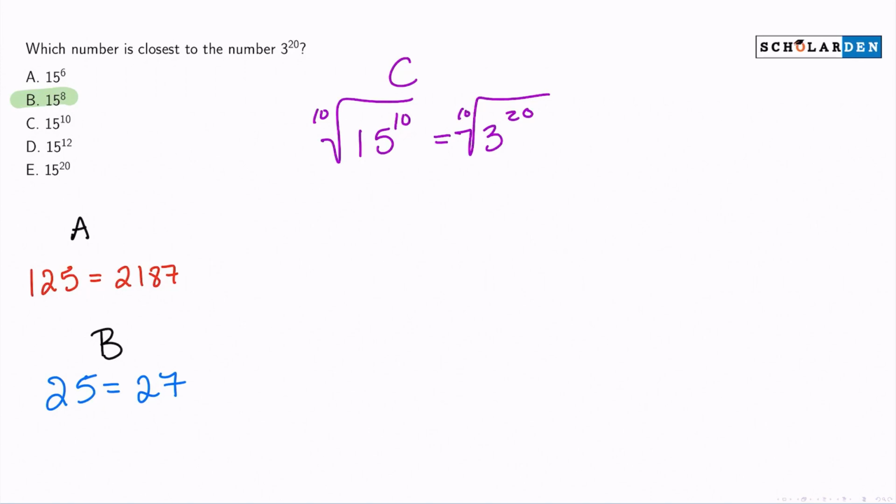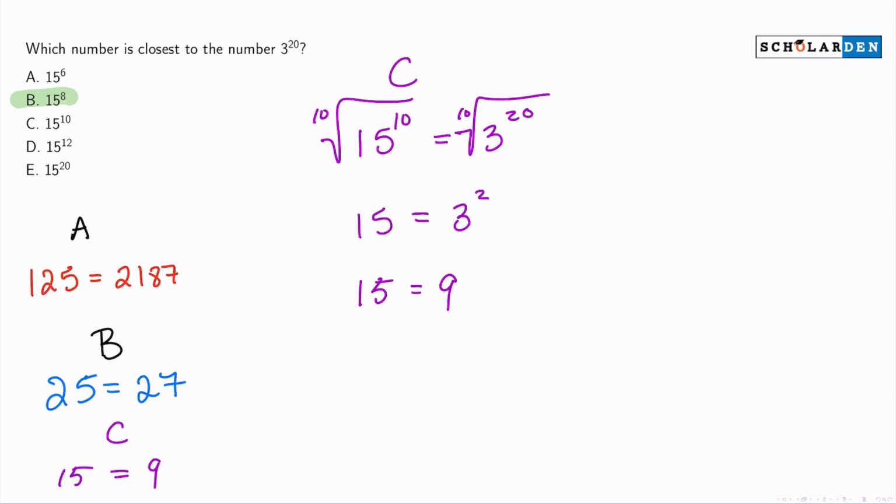And if you're thinking, hey, I could have done something similar with the other ones, yeah, you could have. So if we take the 10th root, we're left with 15 equals, and then that's 3 squared. So 15 compared to 9. So that's choice C. Again, this is not a true statement. 15 is not equal to 9. It never will be. I am just using this to compare how close these numbers are to each other.